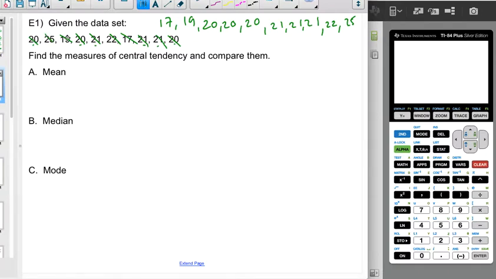So there are 1, 2, 3, 4, 5, 6, 7, 8, 9, 10 values total. So there's 10 total that I'm going to use. So I'm going to go ahead and find the sum. When I find the mean, right, the mean is going to be all of these numbers added together.